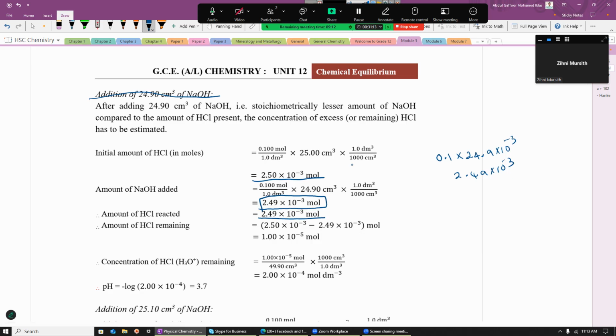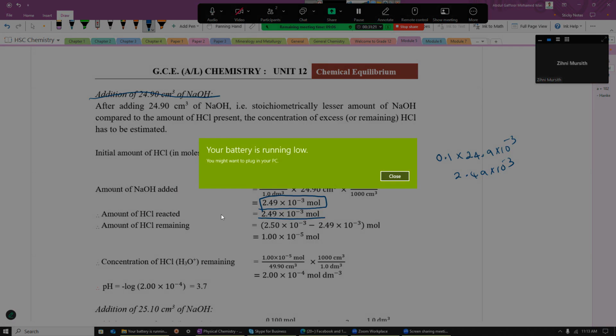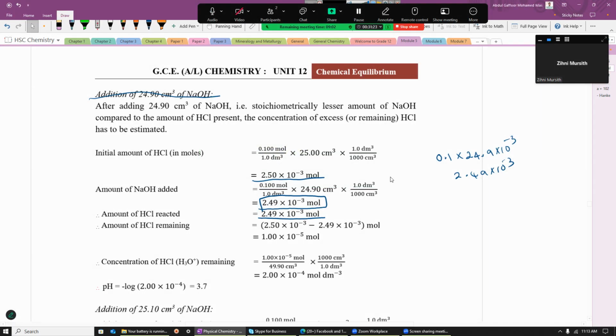So now what is the limiting reagent here? NaOH, right? So we have to find out the remaining one. So 2.5, that's what we already had, and this amount of HCl has reacted with NaOH. So this amount will be remaining.